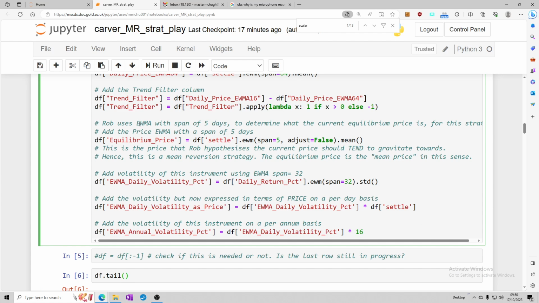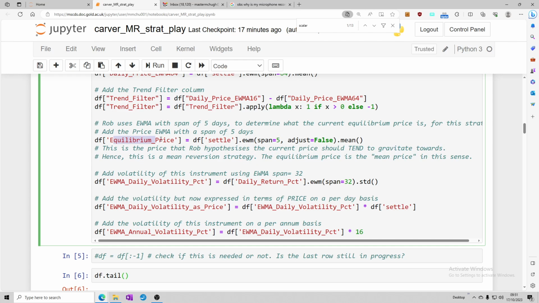Rob uses the exponential weighted moving average with a span of 5 days to determine what the current equilibrium price is for this strategy. So I add equilibrium price, and that is the exponentially weighted moving average of the settlement price with a span of 5. This is the price that Rob hypothesizes the current price should tend to gravitate towards.